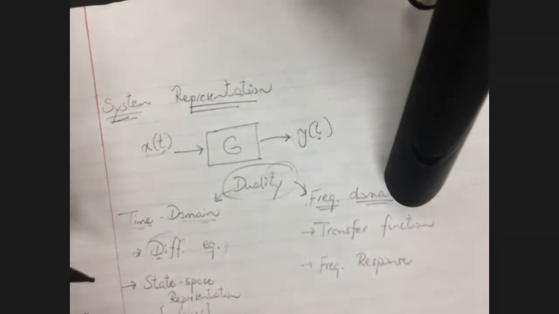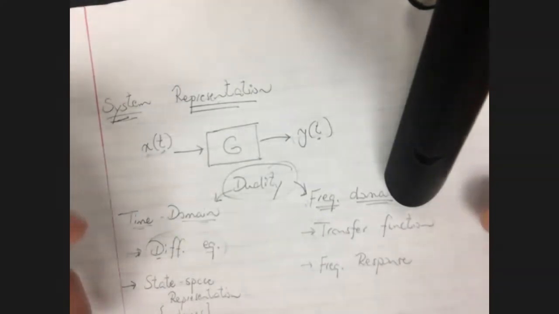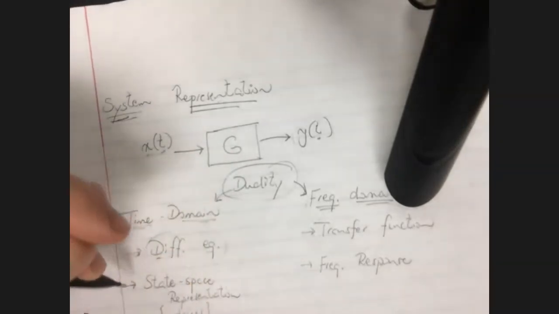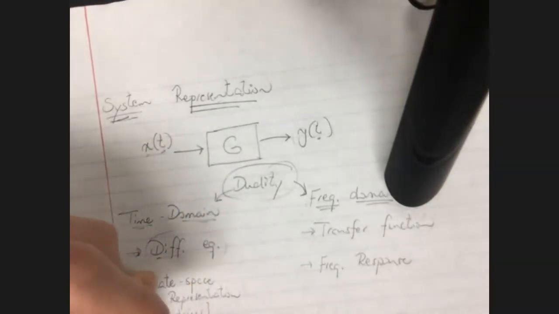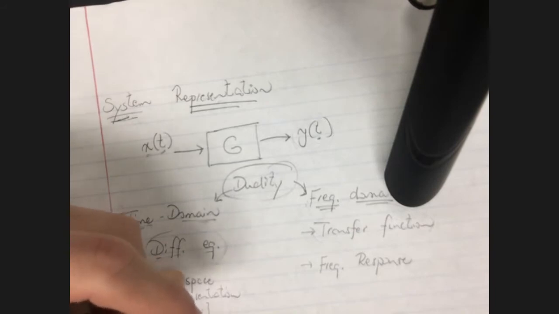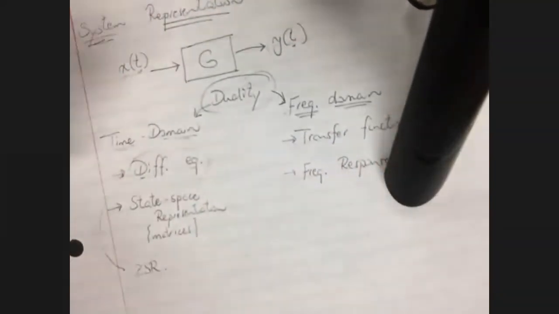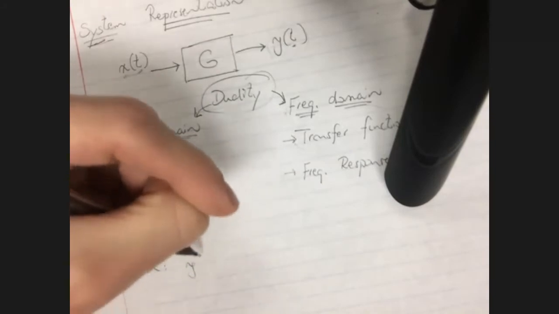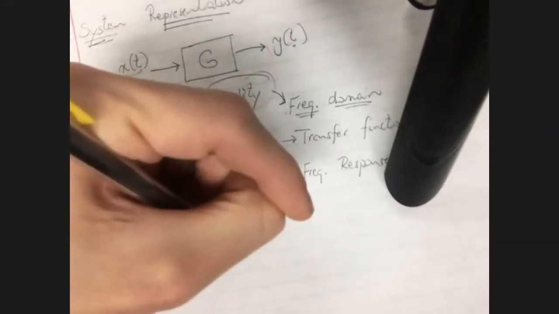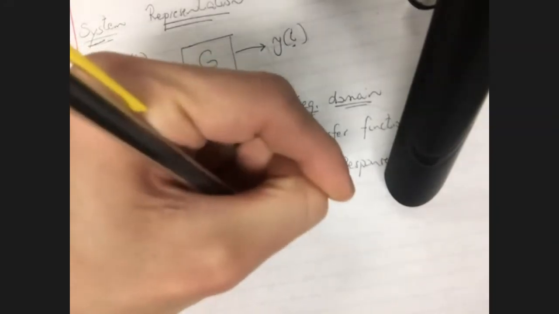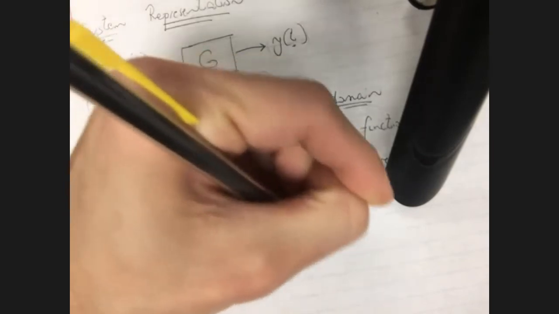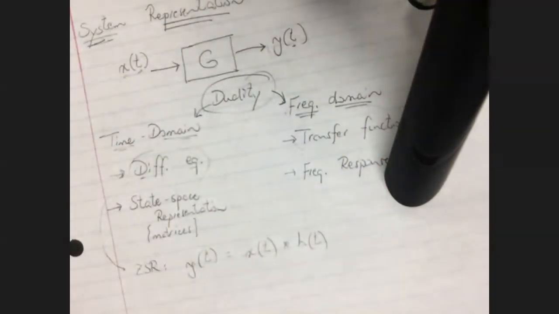So for example, if we want to find that ZSR, and again, you don't have to copy it all down over again, but for this one, that ZSR would be y of t equals x of t convolution h of t. And so that was one particular way we could find the output of a system.